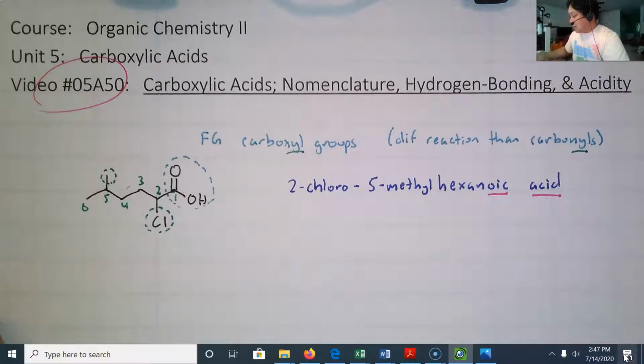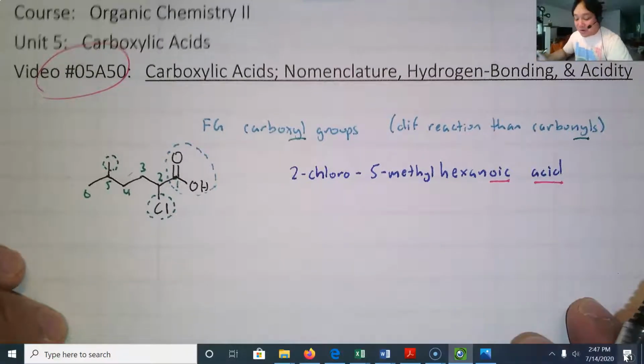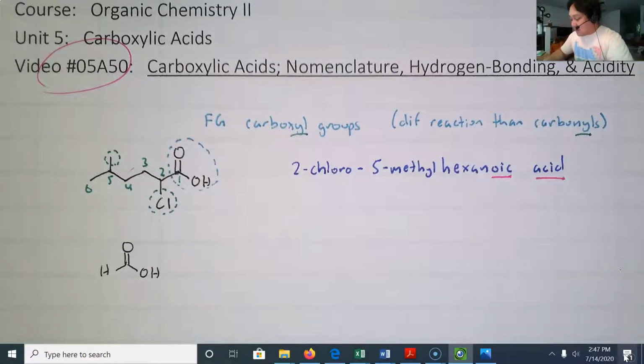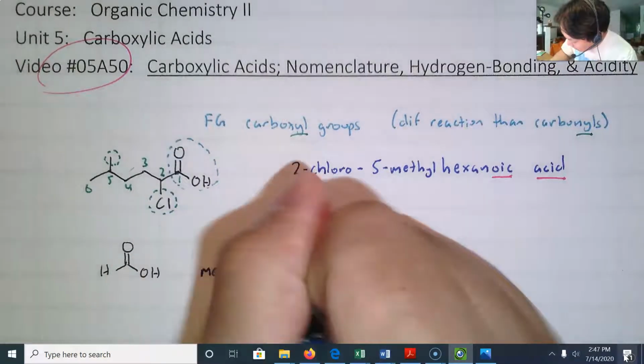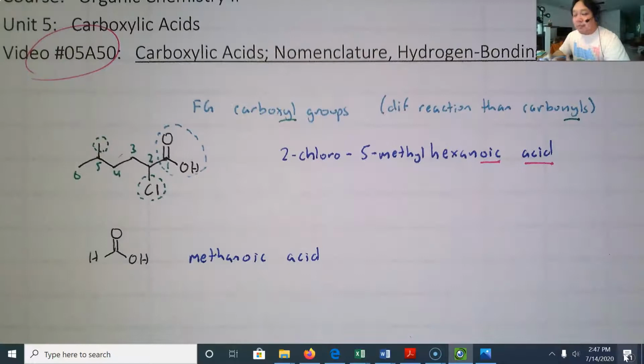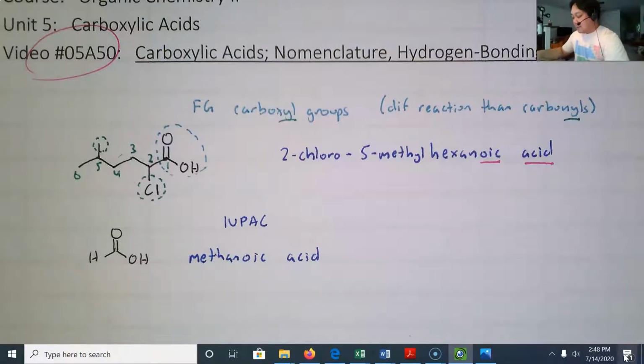What is the simplest carboxylic acid? The simplest carboxylic acid has 1 carbon and looks like this. Instead of methane, you're going to call it methanoic acid. Now, carboxylic acids actually are very prevalent in a lot of consumer goods, whether they be ingredients in baked goods or even ingredients in shampoos and soaps. But many times when you read the ingredients list, they're not going to use IUPAC. They're going to use a common name, and the common name for this is formic acid.